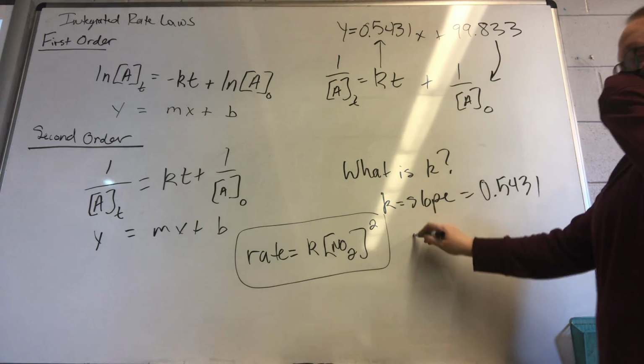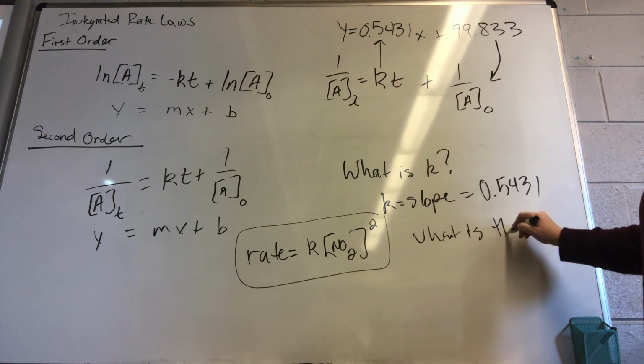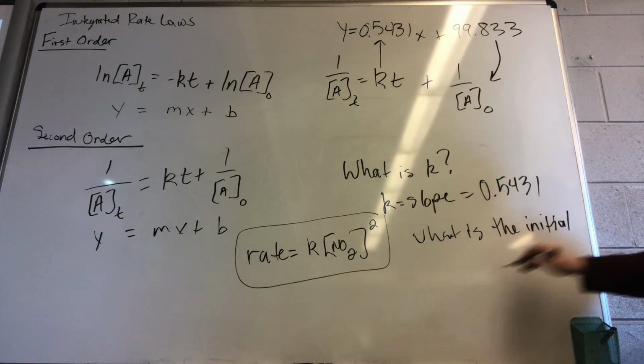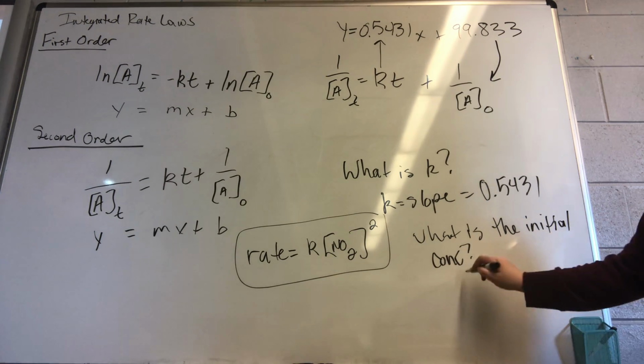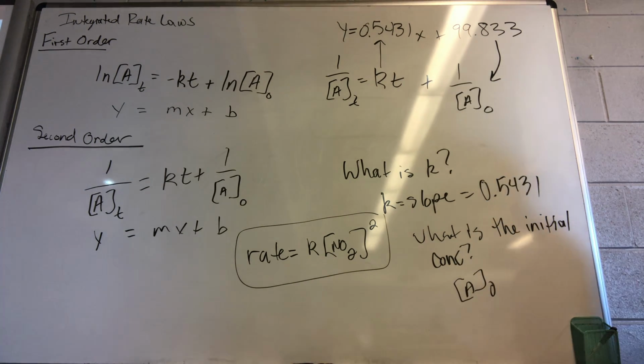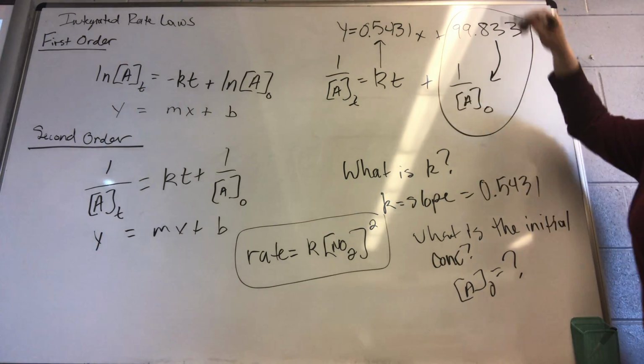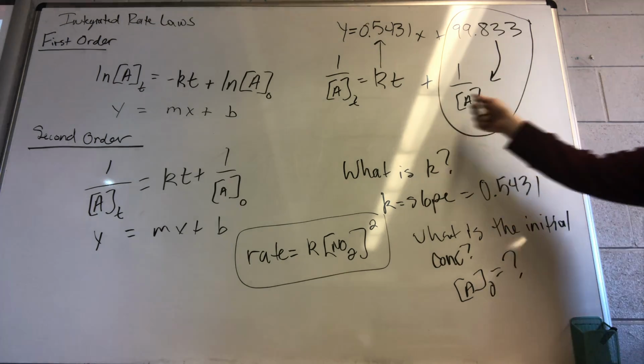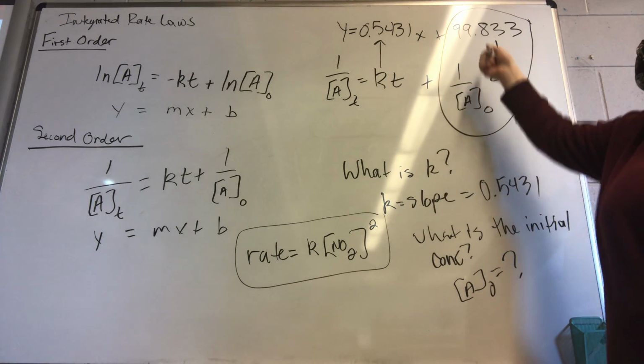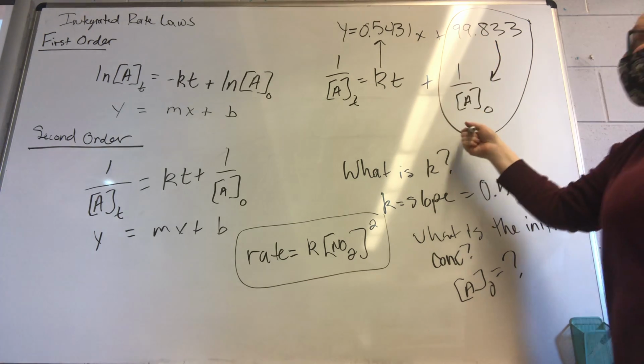The next thing we can do is, what is the initial concentration? In other words, the initial A naught. Do you see why? Anybody? How am I going to do this? We can set this equal to each other, right? Because we know that this is in the form of y equals mx plus b. We know the y-intercept given the equation we were given. So we can solve for A naught.